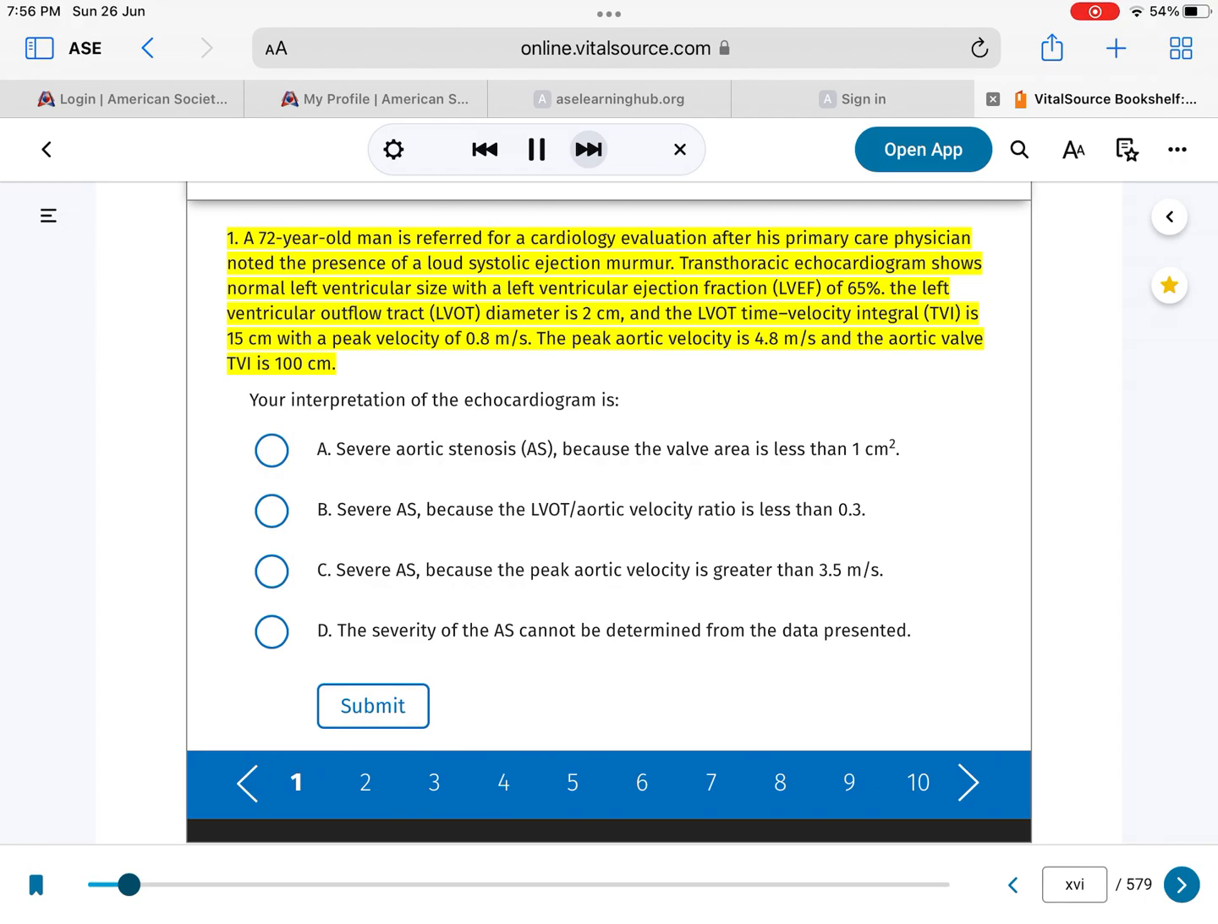The peak aortic velocity is 4.8 m/s and the aortic valve TVI is 100 cm. Your interpretation of the echocardiogram is: A. Severe aortic stenosis, because the valve area is less than 1 square centimeter. B. Severe AS, because the LVOT aortic velocity ratio is less than 0.3. C. Severe AS, because the peak aortic velocity is greater than 3.5 m/s. D. The severity of the AS cannot be determined from the data presented.